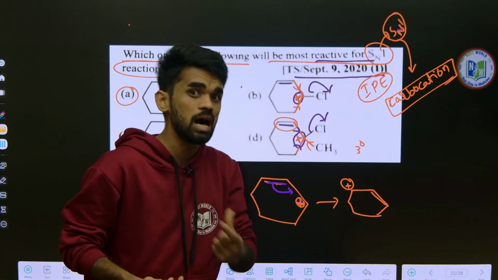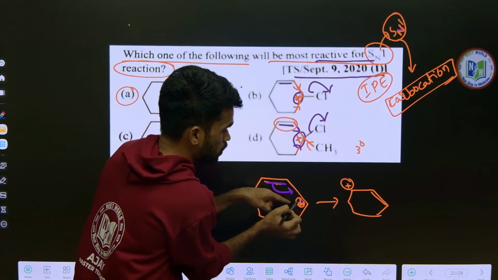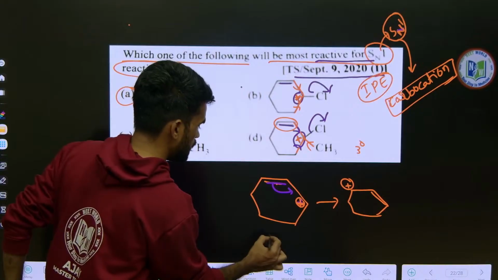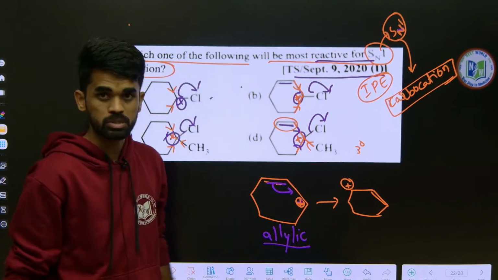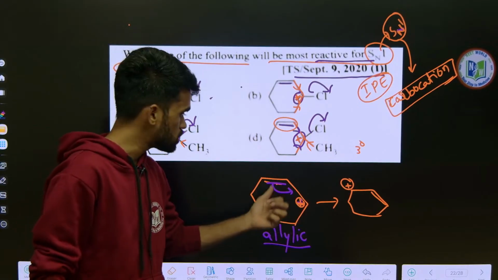Now I am using allylic. When a pi bond and a carbocation are at alternate positions, that is what the word allylic means. Try to write these names in your books. Allylic carbocations are more stabilized by this conjugation.